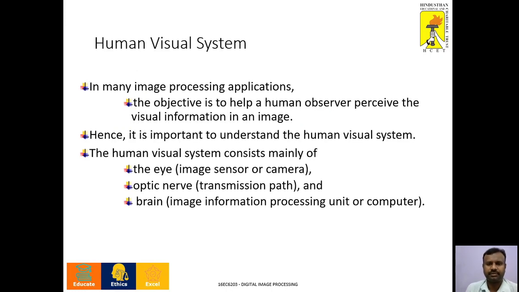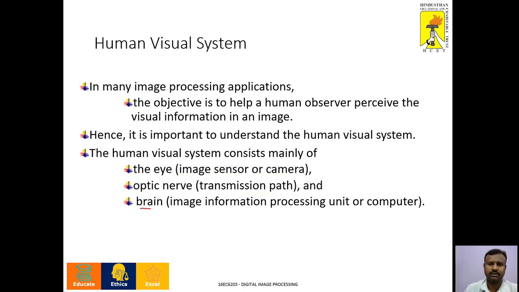The basic objective of an image processing application is to help the human observer perceive the information from the visual information or an image. So it is important to understand the basic functionality and structure of our human eye. In our visual system, we have three parts. The first actually starts from the eye, which is acting as a sensor or camera. Optic nerves transmit the information to the brain. Then the third part is the brain, which is acting as a CPU, central processing unit, where the actual information is interpreted.